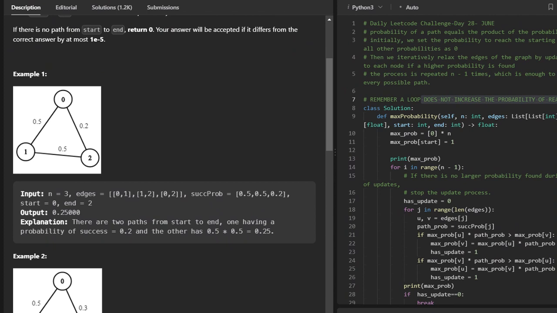Remember, there is no order for relaxing. You can relax at any age, any time. Okay, in any order you can relax. Relaxing basically means that we are just trying to understand, if I go from zero to one.